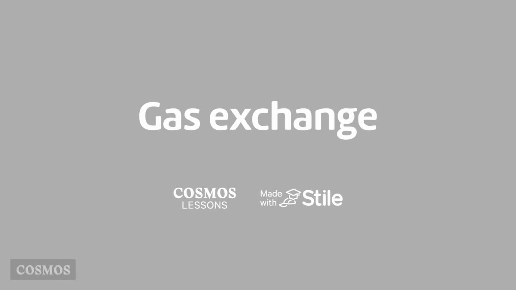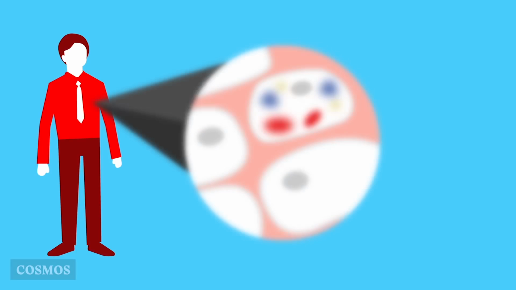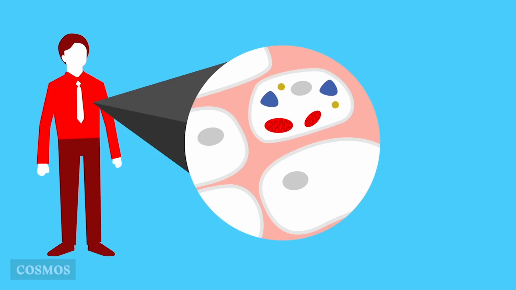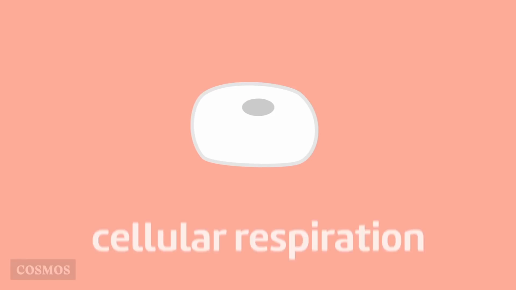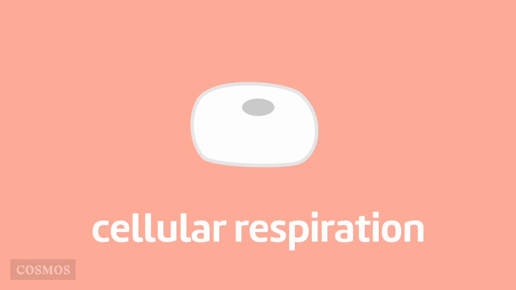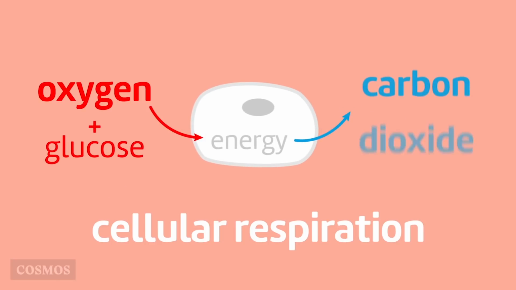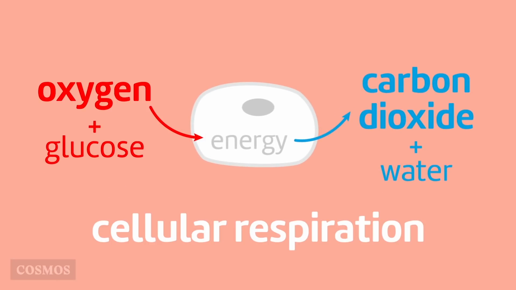Gas exchange. All of our cells need energy. They get it by breaking down glucose, a simple sugar we get from food. This process, called cellular respiration, uses oxygen and produces carbon dioxide as waste.